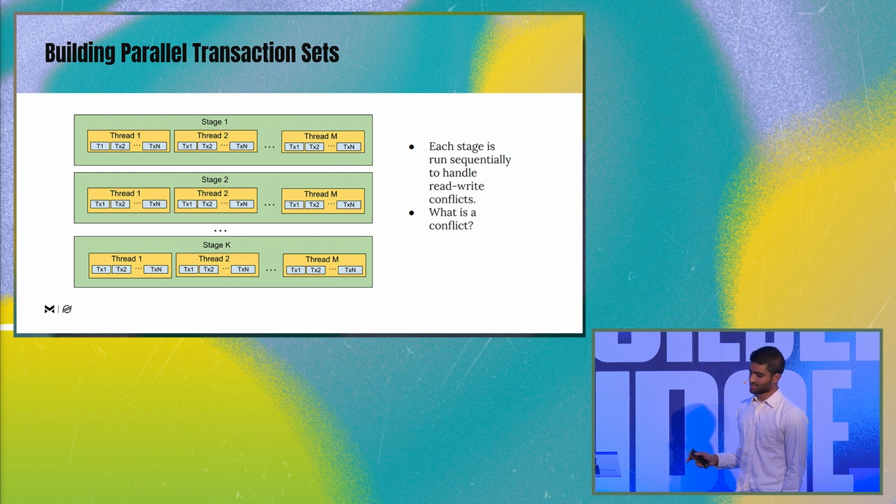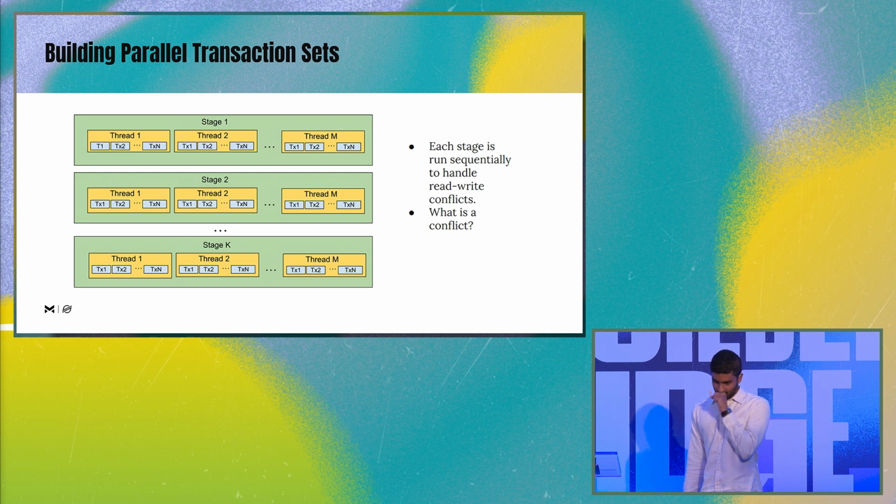So each stage is run sequentially to handle read-write conflicts. Every thread in the stage must complete before you can move on to the next stage.